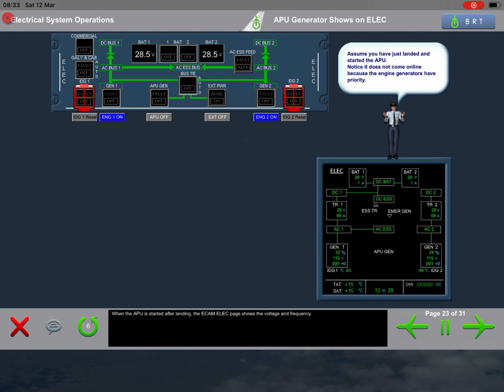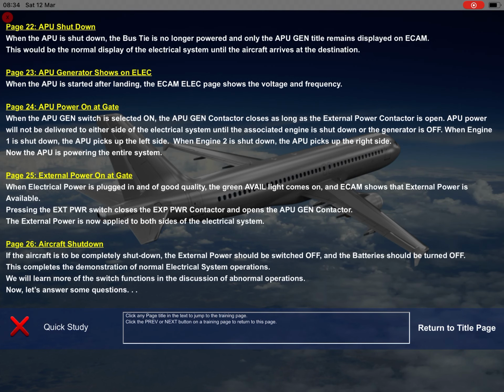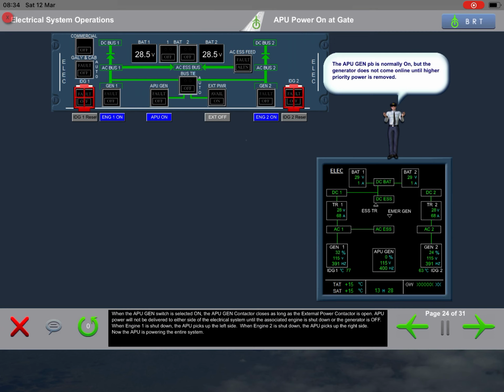When the APU is started after landing, the ECAM electrical page shows the voltage and frequency. When the APU generator switch is selected on, the APU generator contactor closes as long as the external power contactor is open. APU power will not be delivered to either side of the electrical system until the associated engine is shut down or the generator is off.